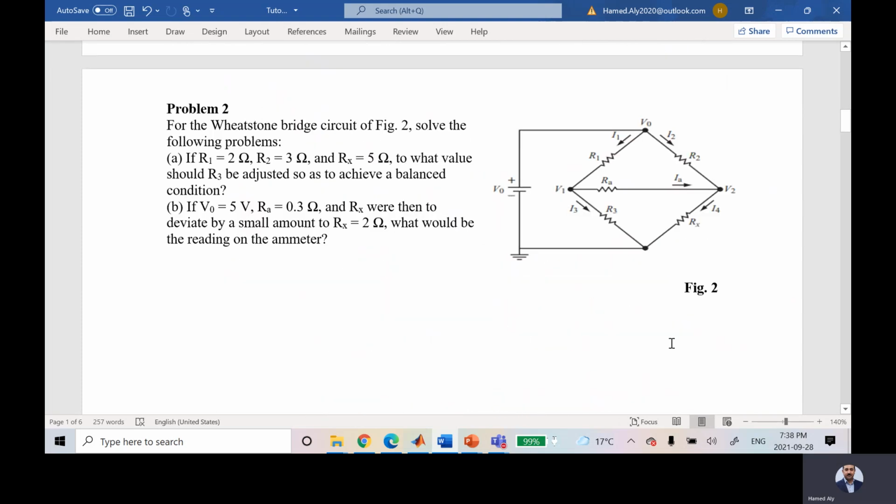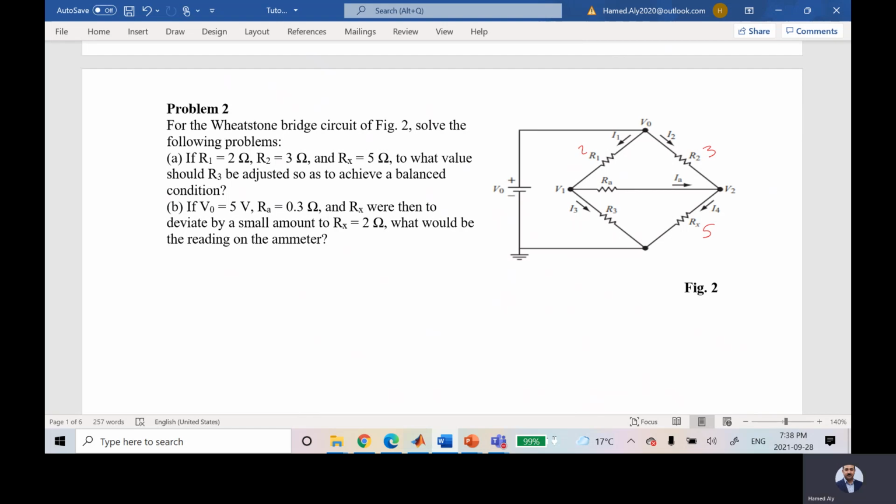Now, for problem number 2, he is asking about the same story. He said, for this guy, it's Wheatstone Bridge. Solve the following problem. If R1 is equal to, R2 is equal to, Rx is equal to, what value should R3 be adjusted to achieve a balanced condition? So he gave me Rx, which is 5. He gave me R2, which is equal to 3. He gave me R1, which is equal to 2, and he is looking for R3.